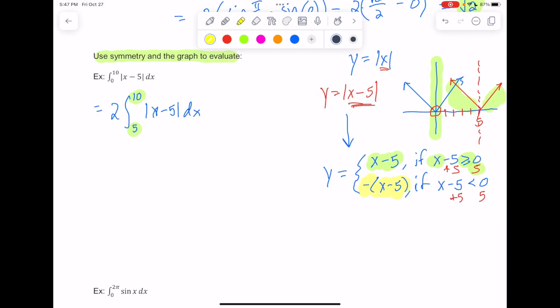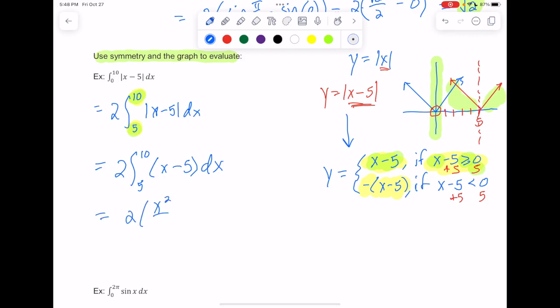But you only have to deal with both of those branches if you're covering both of those parts of the domain. By using symmetry here and just going from 5 to 10, I only have to deal with this side and therefore that branch. So this ends up becoming just 2 times the integral from 5 to 10 of just x minus 5, no more absolute value. And then it's easy to take the antiderivative. We get x squared over 2 minus 5x, and a little messy perhaps to evaluate, but we're just going to go from 5 to 10.